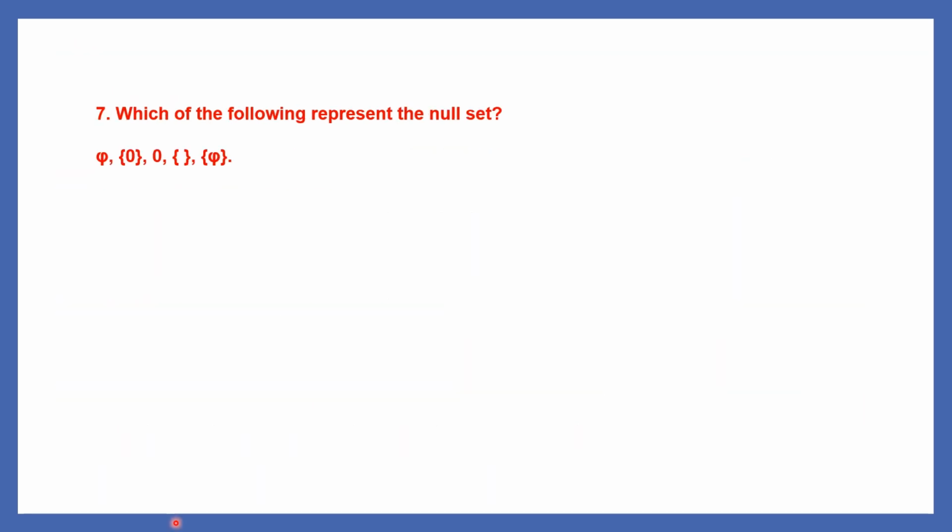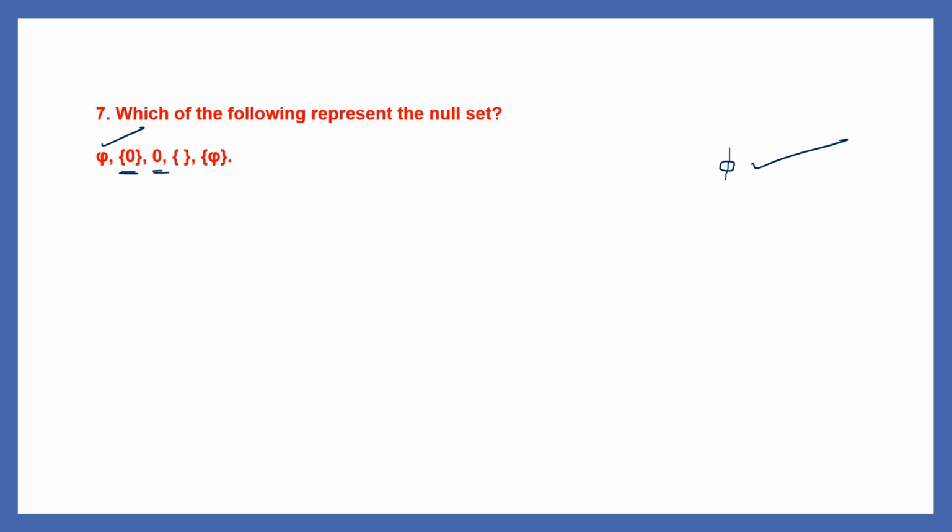Question 7. Which of the following represent the null set? Okay, so here we have different symbols. Now, which of these represent the null set is the question. The first one is the representation of the null set, because you can write a null set like this. You can write it like this also. So this is representing a null set. So the first one. Second one, no, because there is one element inside. So there is an element inside, so you cannot call it a null set. The set has one element, cardinal number is 1.